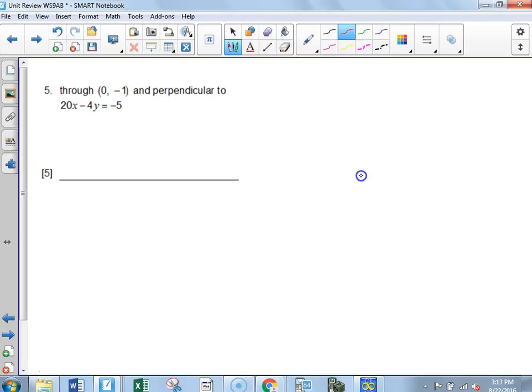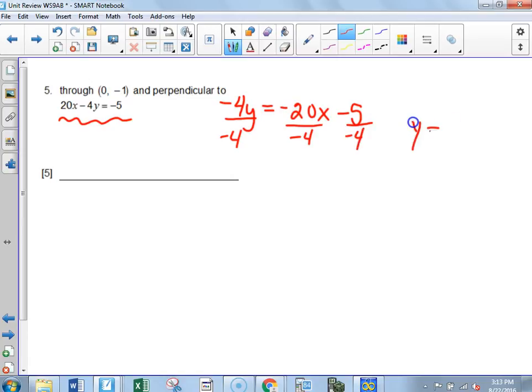It's in standard form, but we need to find the perpendicular slope to this, so most of us would probably rearrange it. I would have. And then I have to divide everything by -4. This turns out to be a really disgusting y equals 5x plus 5/4. Is that what anybody else got?